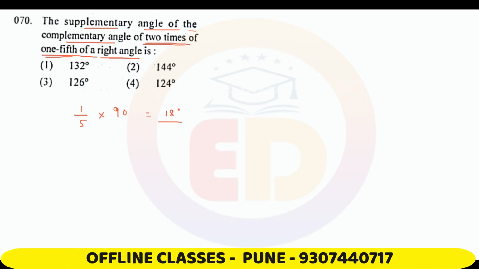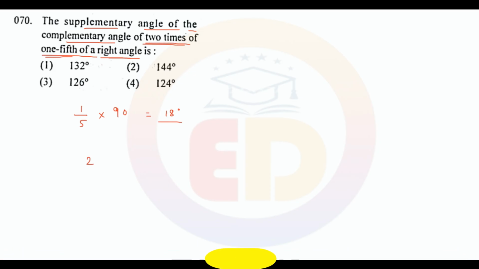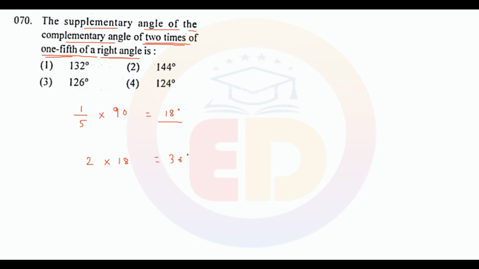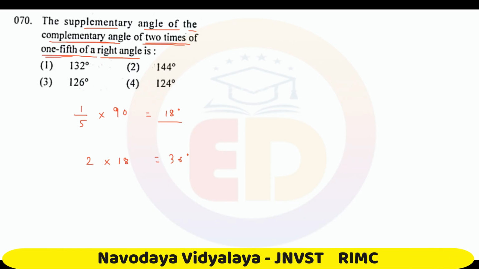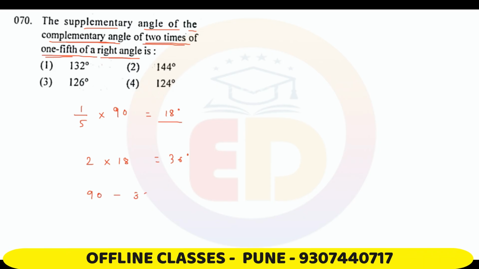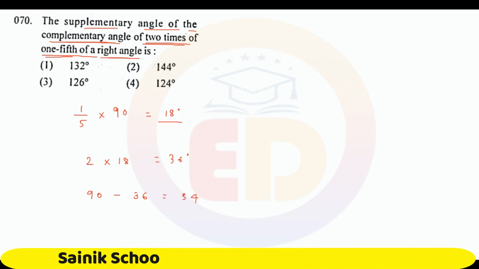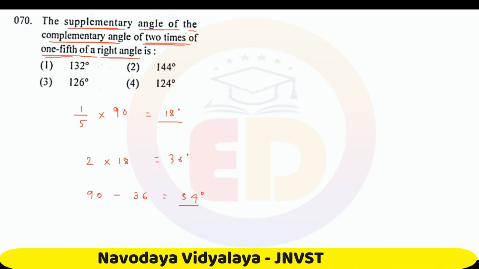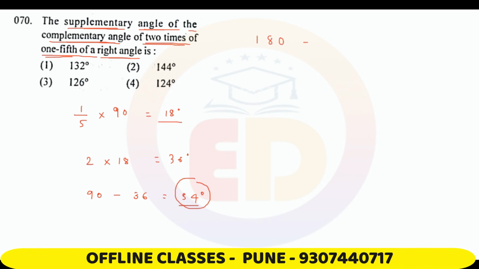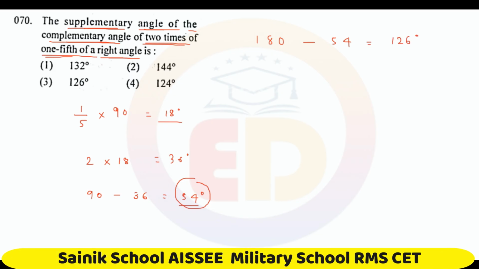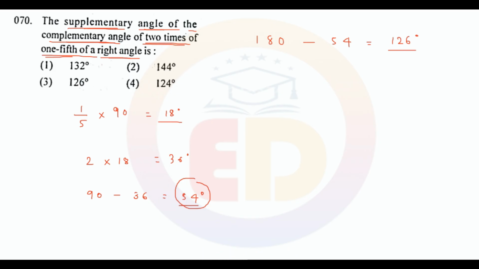Further it says 2 times. So its 2 times will be 2 into 18 is 36 degree. Then it says a complementary angle of this. Complementary angle of 36 is 90 minus 36, which is 54 degree. And now coming to the final point, we have to find the supplementary angle of this. Supplementary angle of this value 54 is 180 minus 54, which is 126. Answer is option 3.